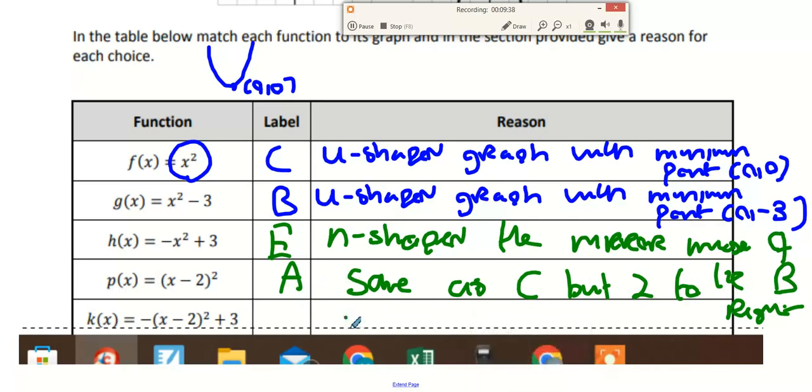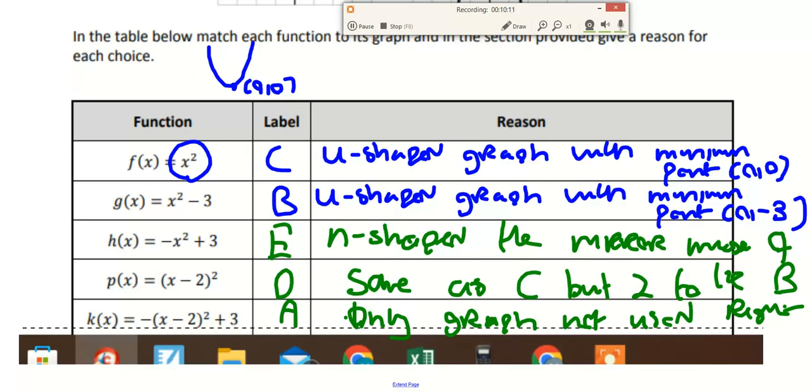Now, I'm going to take the lazy way out of this one. What can we just say? D. Only graph not used. You could also say it's an N-shaped graph because you know it's going to be a minus x squared. Sorry, guys. I got this mixed up. It's not AD, it's DA, because D is U-shaped, similar to C.